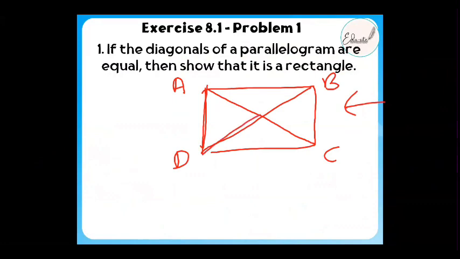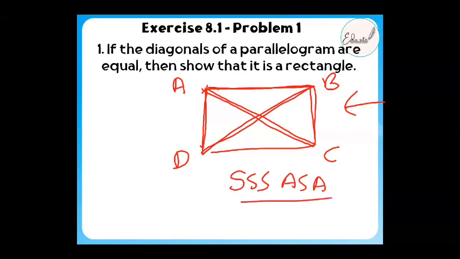We consider two triangles, right? We consider triangle ABD and triangle ACB. Correct, Laiba? In the two triangles, we proved the congruency by the SSS postulate or ASA postulate, correct? After proving the congruency in these two triangles, we proved that this angle is equal to this angle using CPCT, corresponding parts of the congruent triangles. If CPCT is applied here, angle A, sum of interior angles. Right, Laiba?